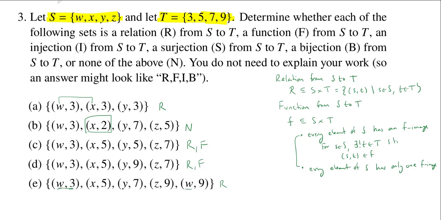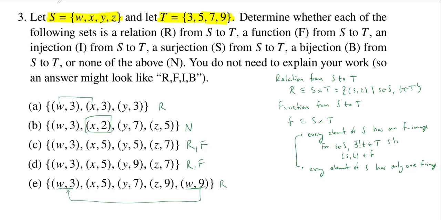Okay, W3, X5, Y7, Z9, W9. And here we have a problem because W has 2 different images, 3 and 9. We're not allowed to have 2 different images, only 1. So we don't get a function here. Okay, we've handled relation and function.